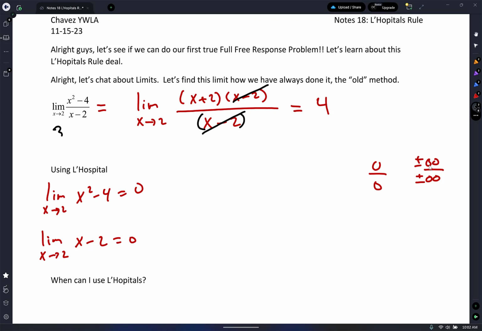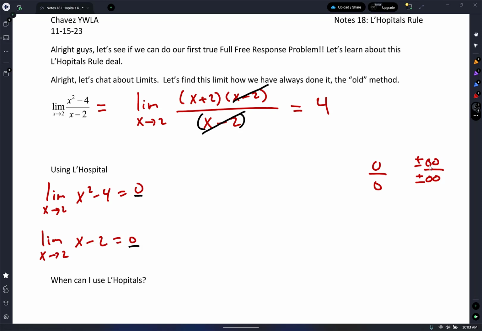Yeah, it's like saying 3 over 0. Can you do that? You can't divide by 0, so you would never write 3 over 0. You would just say undefined. That makes sense, guys? Okay. Because we get 0 over 0, because it's indeterminate, we can use L'Hôpital's.